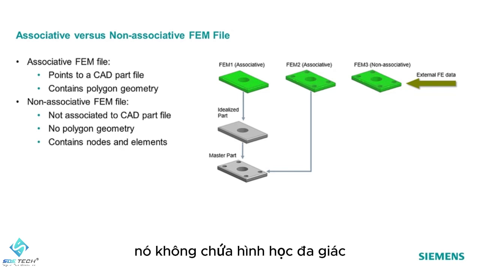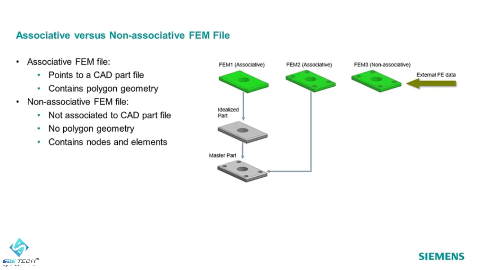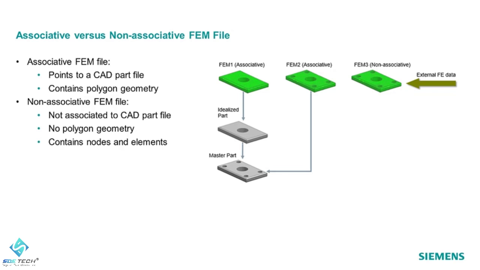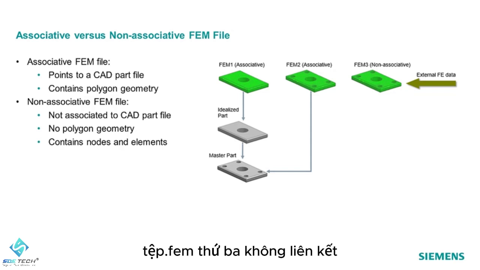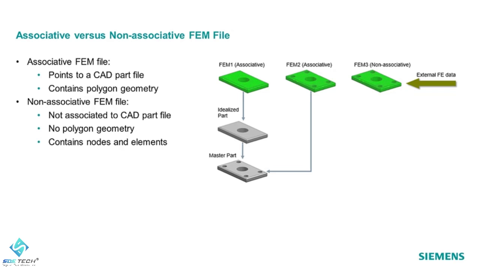It does not contain polygon geometry. It does contain nodes and elements, and it may contain imported mesh data. In the diagram on the right, you'll see that there are two FEM files that are associative FEM files. One points to an idealized part, which in turn points to the master part, and the other one just points directly to the master part. The third FEM file is non-associative. As you can see, it does not point to any part files.